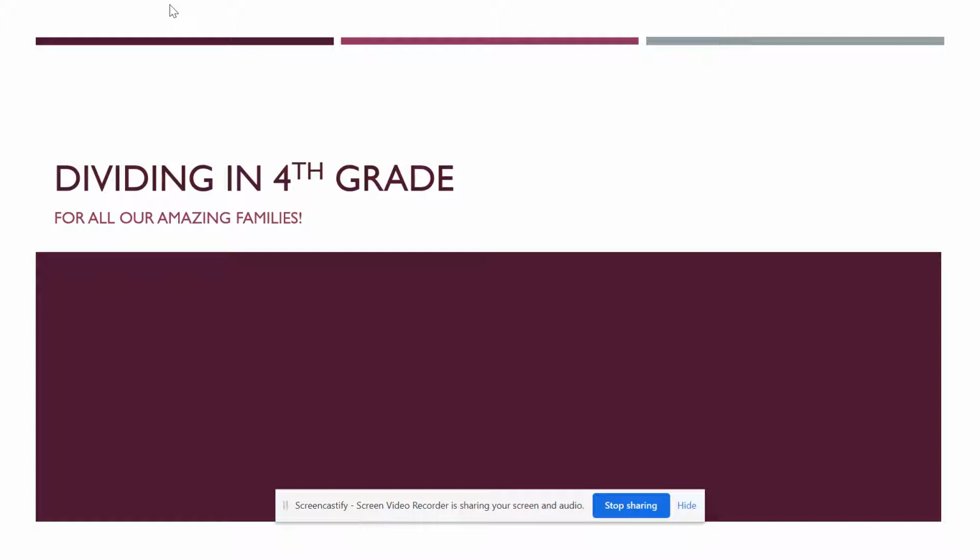We are going to take a look at division in fourth grade. This will be similar to the strategies that we used for multiplication because of that relationship between multiplication and division. Of course, if you have any questions, you can reach out to your child's math teacher. But this might help you just to have a strong understanding if your child has any questions as we work through this in the next week or so.